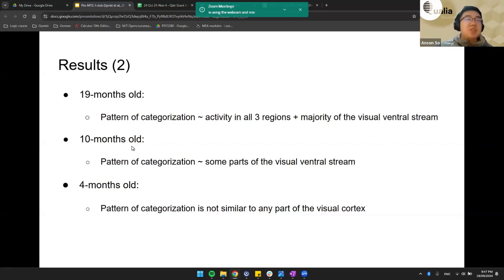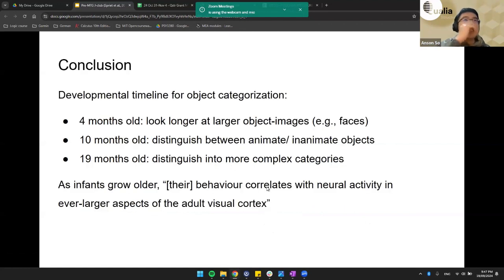objects. And then for the 10 months old, they realized that their dissimilarity matrix does not align with these regions that we've mentioned, but aligns with some parts of the visual ventral stream. And finally, for the 4 months old, their kind of categorization is not similar to any part of the adult visual cortex. So I find this to be quite confusing, but anyways, we'll move on to the conclusion.